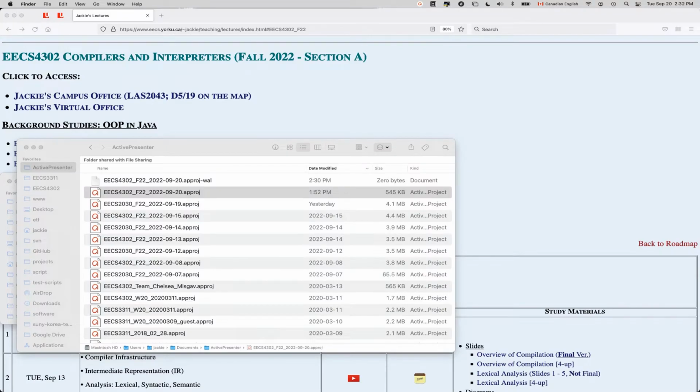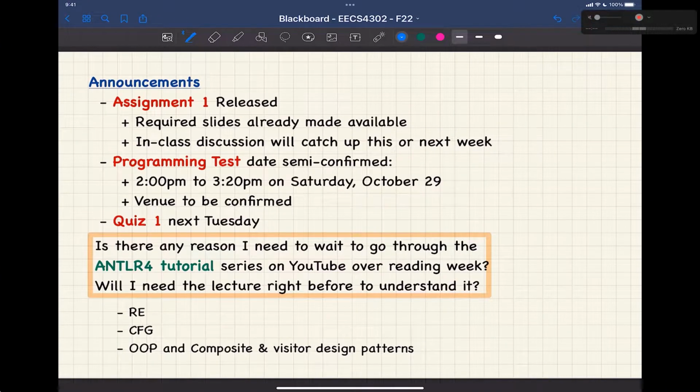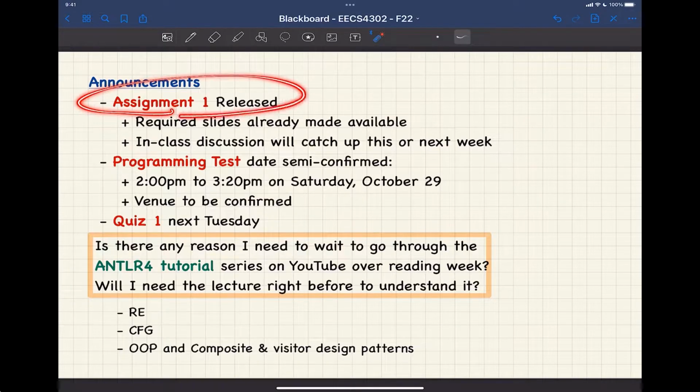All right, as usual, let's now start with some announcements. I think there are quite a good number of things that you want to keep in mind. They're actually going to happen very soon. Your assignment number one has been released. Let me just show you how you can get there.